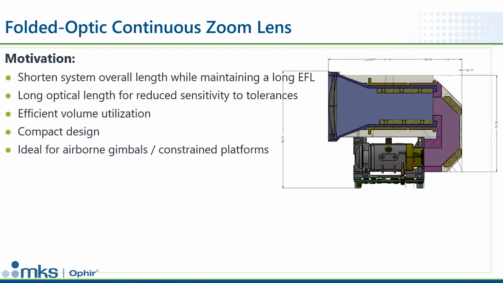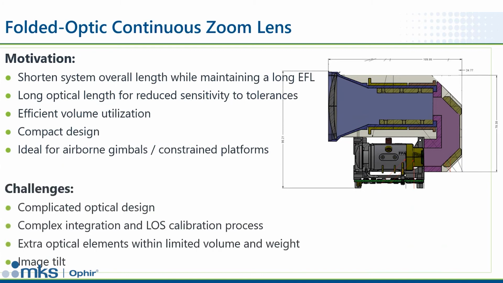Also, by folded optic, we can achieve very efficient utilization of the volume and compact design. As you can see here on the sketch, the detector assembly with its cooler are included in the same package of the lens. So the overall system size is very compact and very small. This is why this configuration is ideal for airborne gimbals and for constrained platforms.